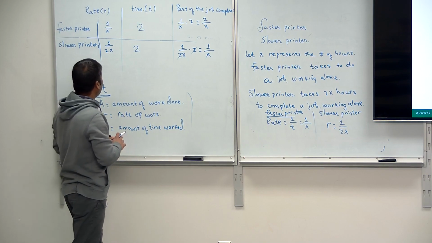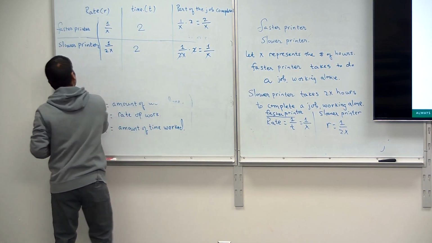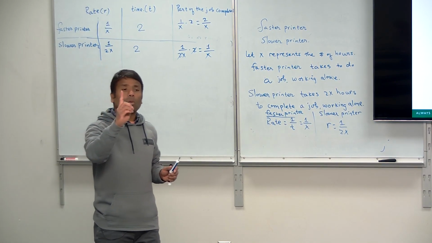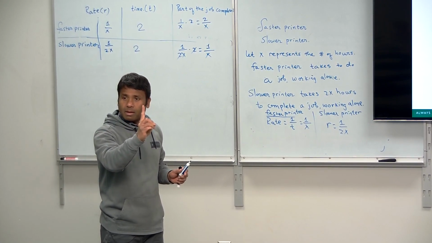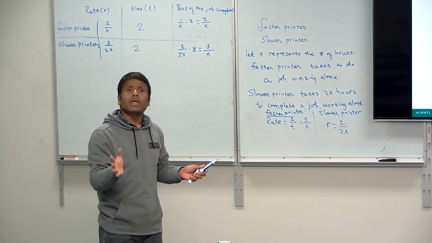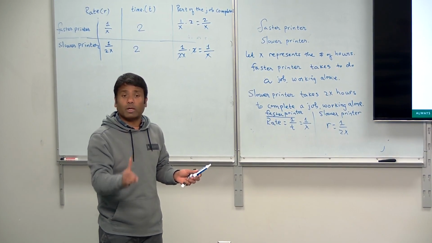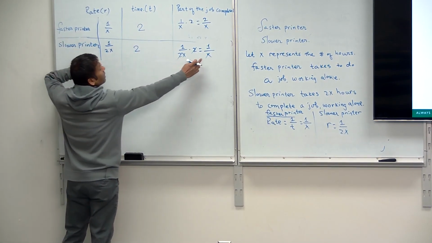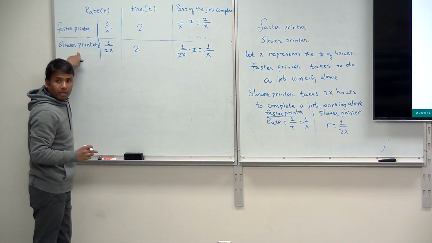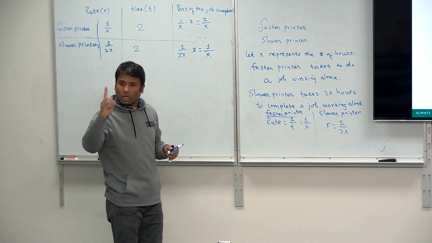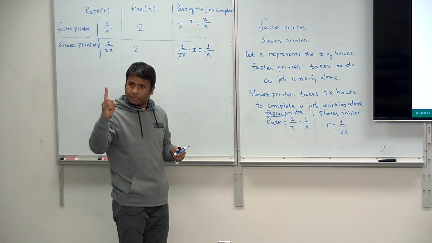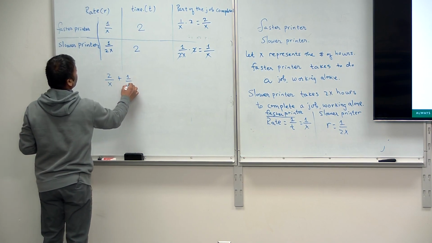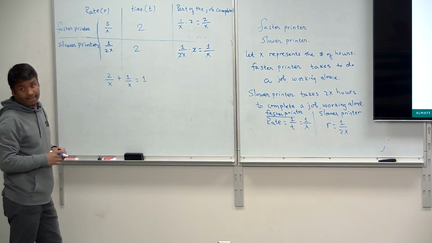But if both printers work together, they complete one job. This is the part of the job completed by the faster printer, and this is the part of the job completed by the slower printer. If you add them up, that must be equal to one job. So now, 2 over x plus 1 over x must be equal to 1.